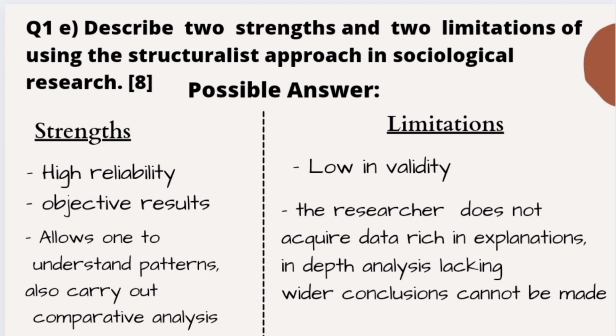And the second limitation is that through this, we cannot carry out in-depth analysis of the research that is being carried out. We cannot make wider conclusions. We cannot analyze it in more depth. I'm again going to reiterate the two strengths of using the structuralist approach in sociological research: it's going to be high in reliability, and it's going to be high in objectivity, through which we can make comparative analysis. Second, for limitations, I'm going to give 2 reasons. It's going to lack validity, and we will not get in-depth answers.